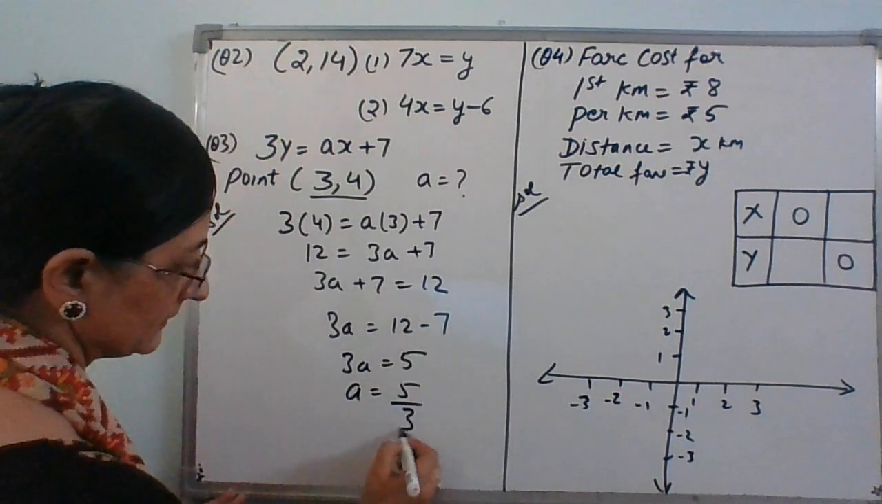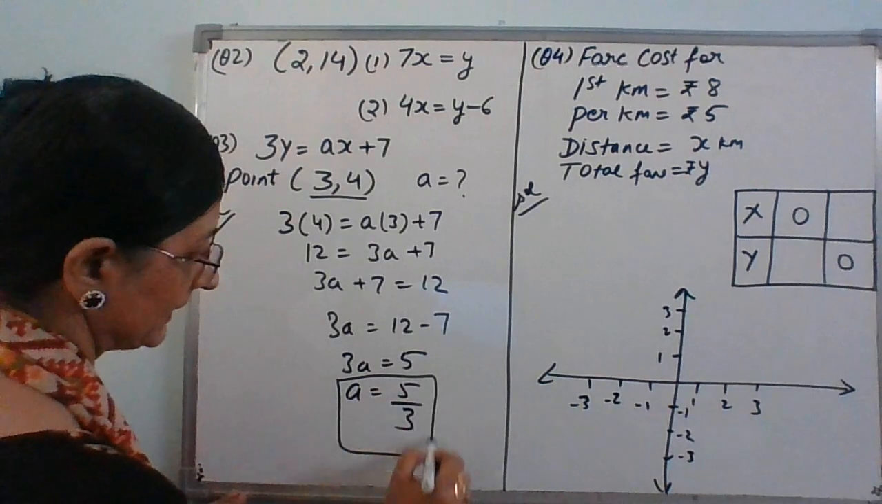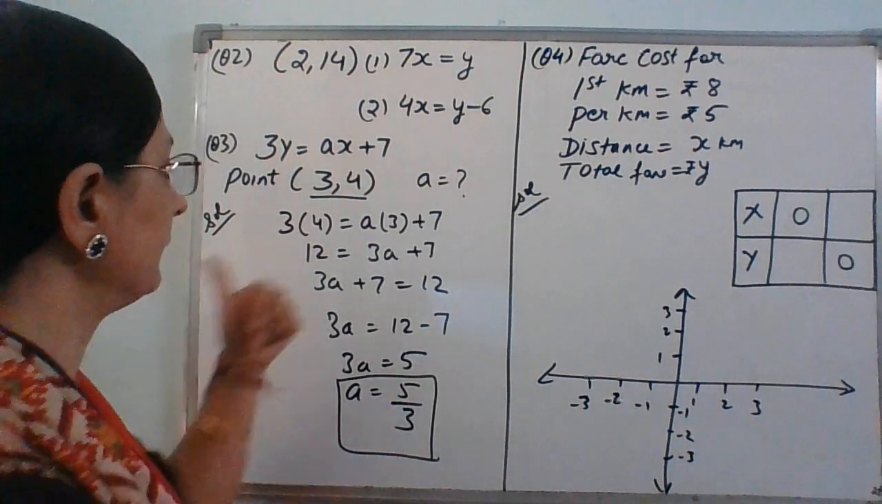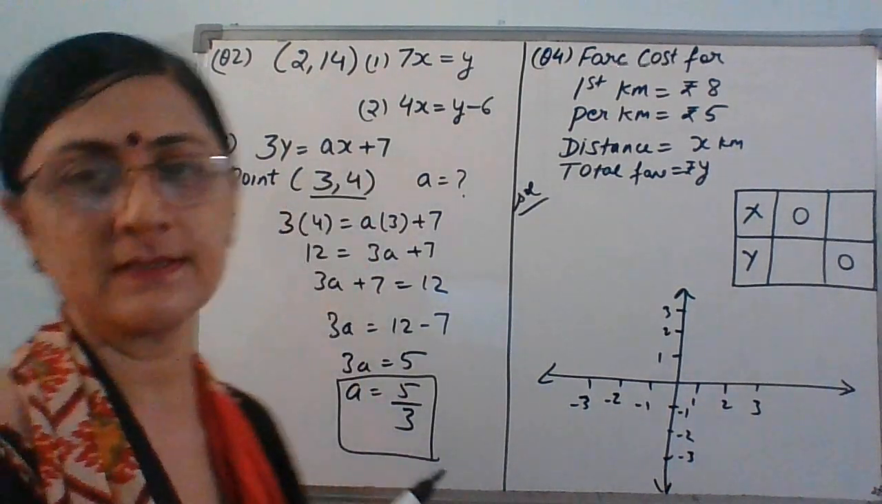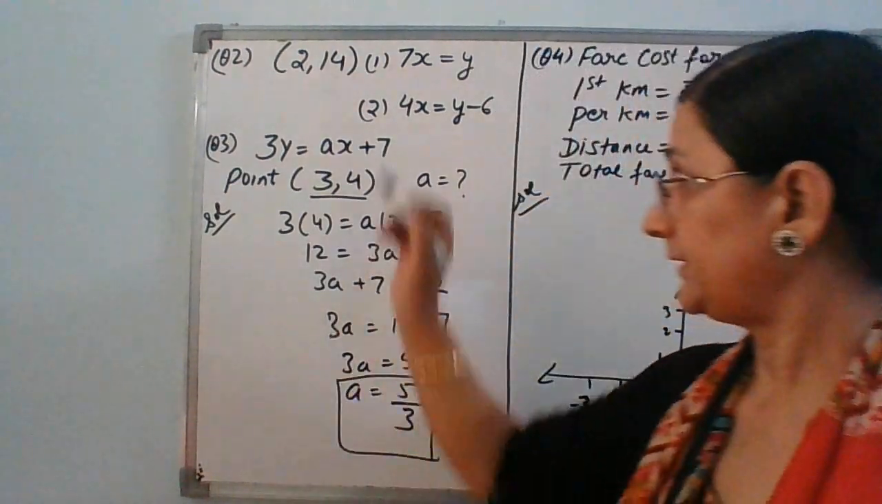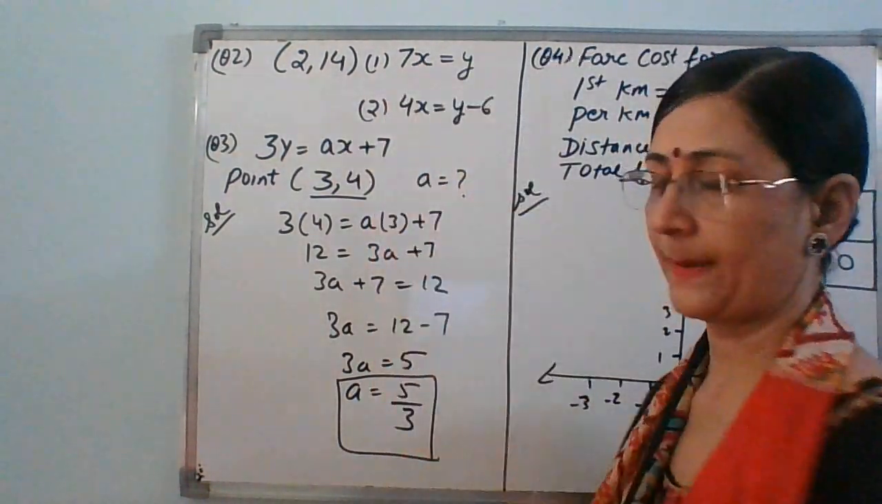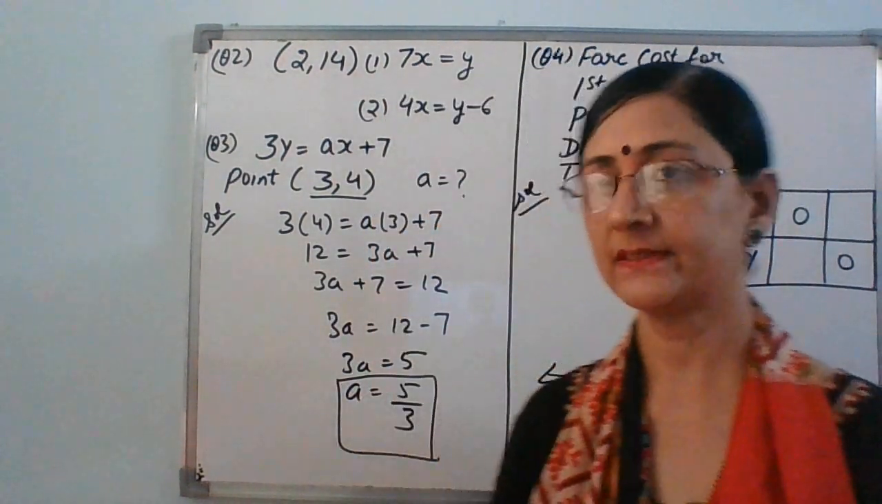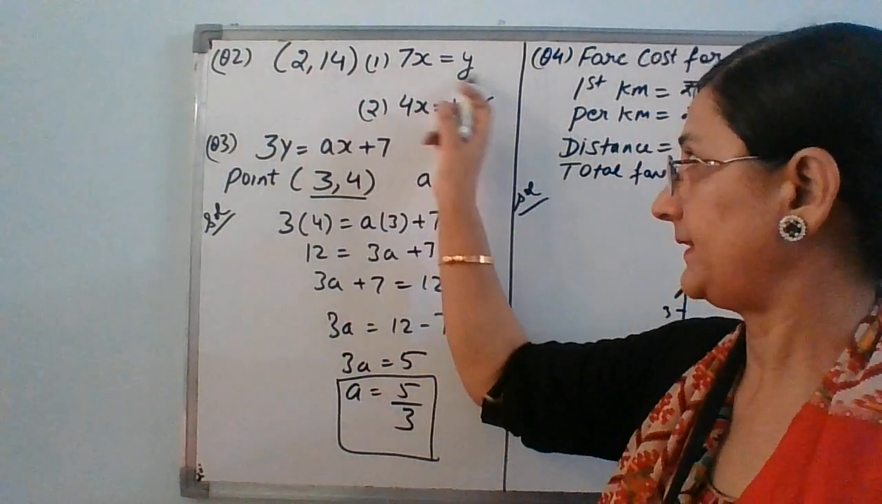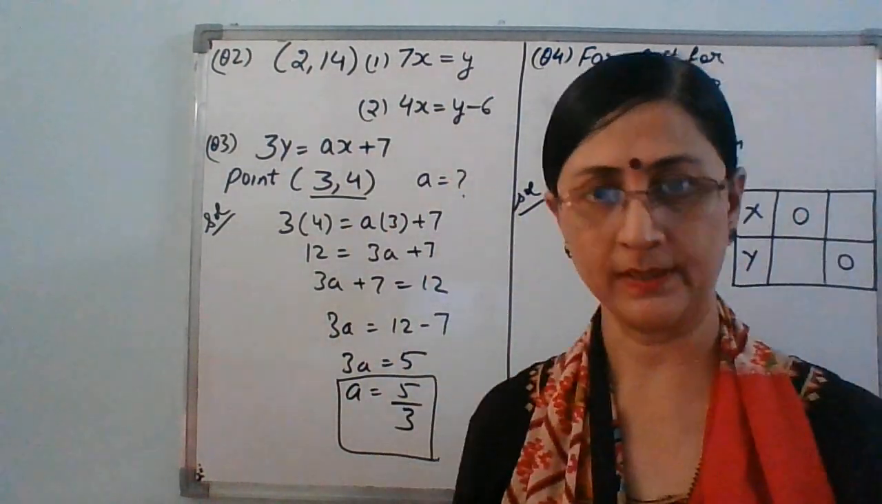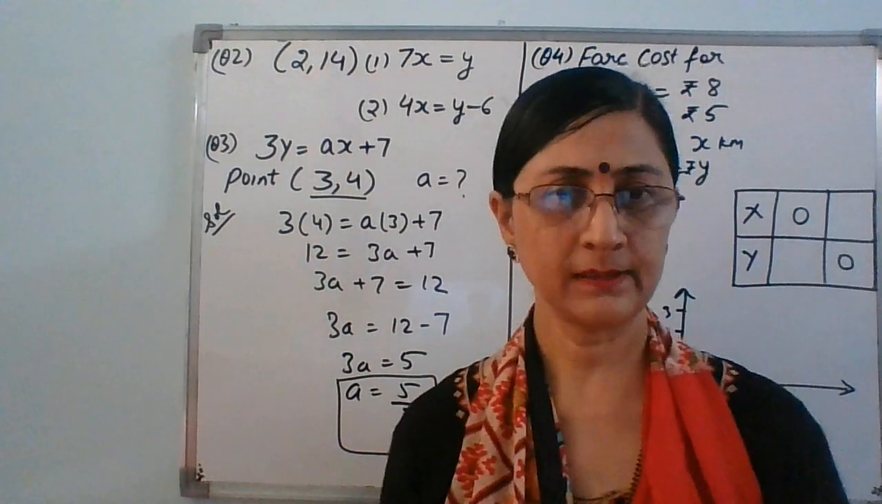And the last, you do the cross multiplication. So the value of a is 5 by 3 when this point (3, 4) satisfies this equation, right? Here we were supposed to write 2 examples of equations ourselves in which this point can be satisfied. Left side and right side have to be equal, right? So there can be many equations you can think of, right?